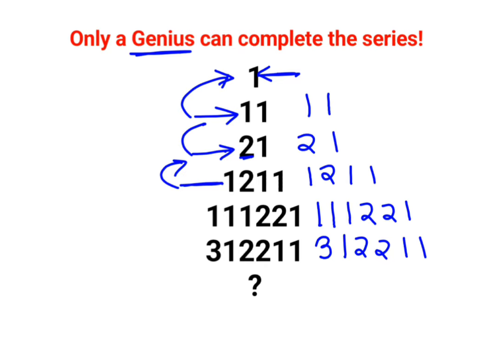So what should be the next step? The next step is basically 1 3, 1 1, 2 2s, and 2 1s. So this is the next step.